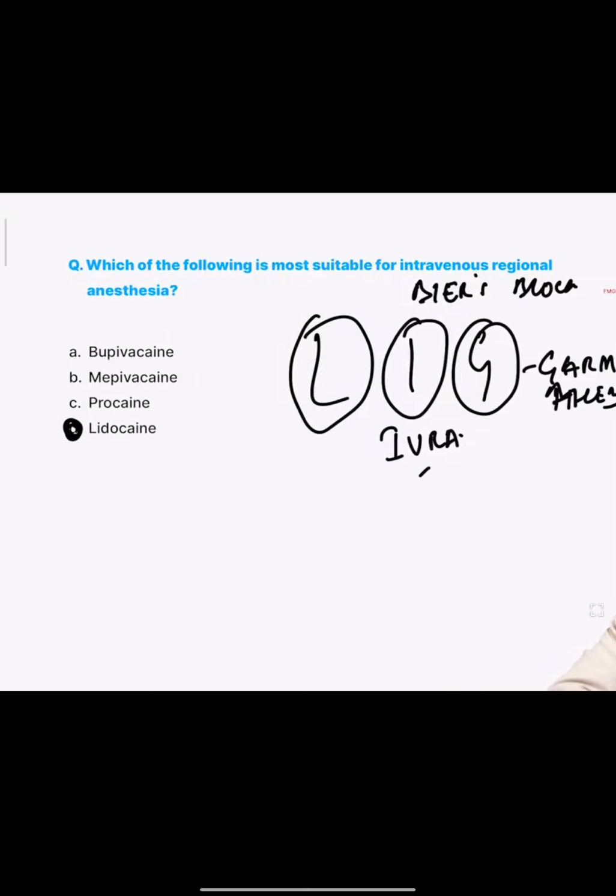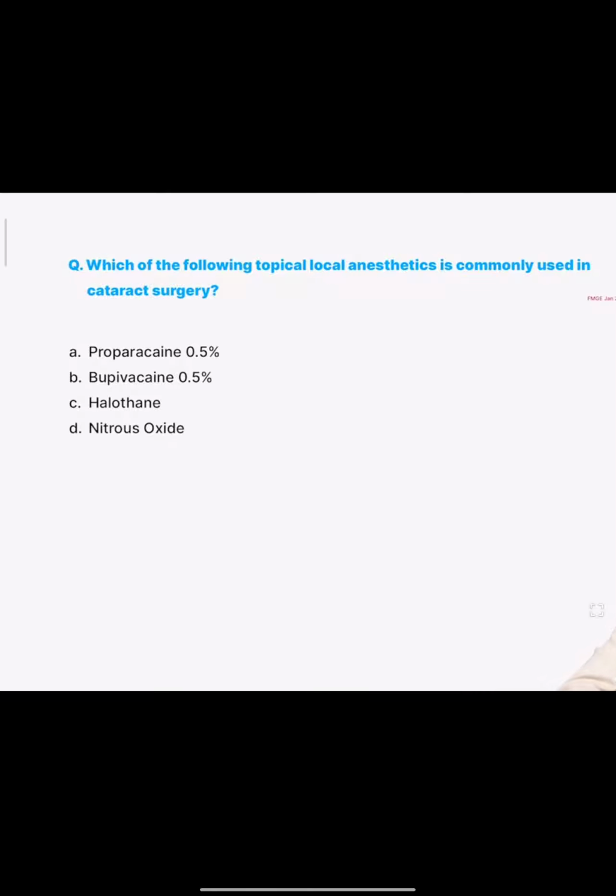Okay, that's regarding the IVRA. Next, which of the following topical local anesthetics is commonly used for cataract surgery? Again, guys, it is proparacaine. Halothane and nitrous are not there in the option. It is always proparacaine, because halothane and nitrous are the inhalational agents.